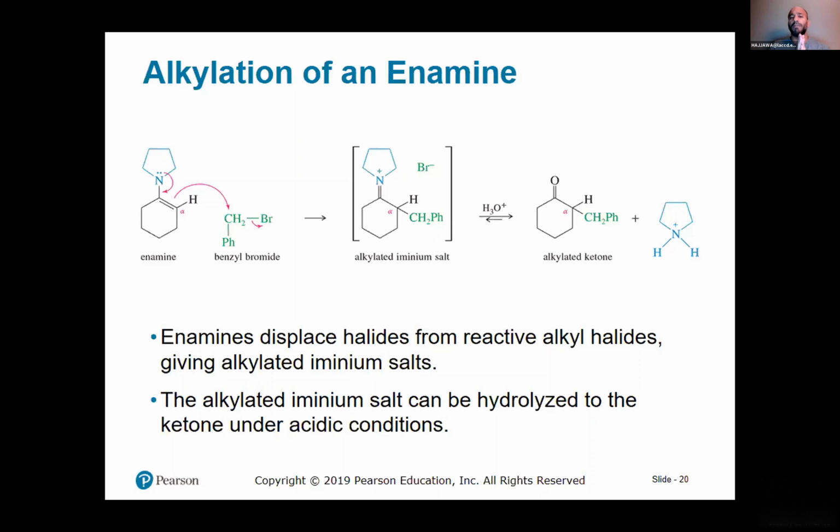So it's important to keep in mind that with an enamine and an alkyl halide, an acyl halide, or a halogen, the alpha carbon to the nitrogen is the one that attacks the electrophile. You end up making the alkylated, acylated, or halogenated iminium salt, which upon hydrolysis will give you the corresponding ketone.